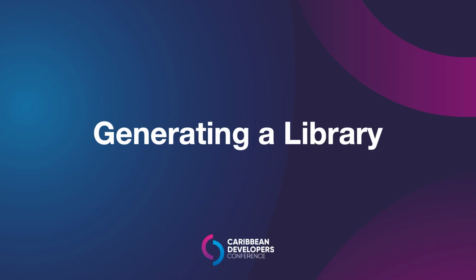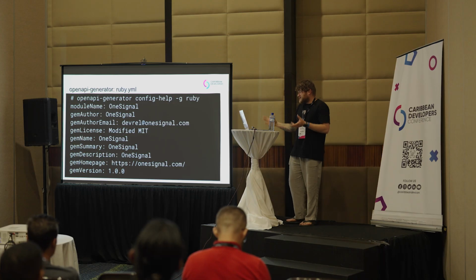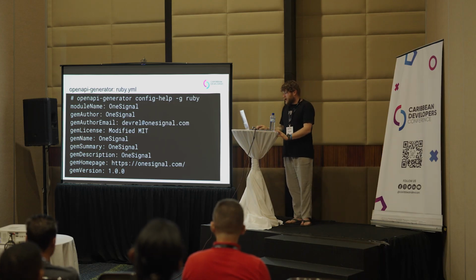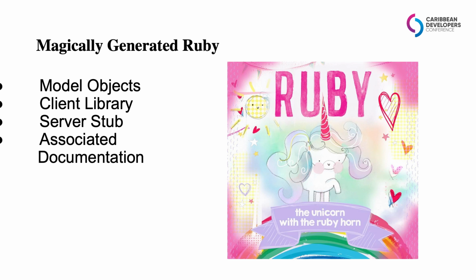And so one thing, obviously, we talked about generating a library. This is a Ruby one as an example. And you come up with some config parameters, which are listed here, mostly specific around Ruby, right? What are the gem details, what's the author, and kind of metadata. And then it just magically generates the Ruby for you. So you get model objects, you get the client libraries, you can get the server stub, you get the associated documentation.